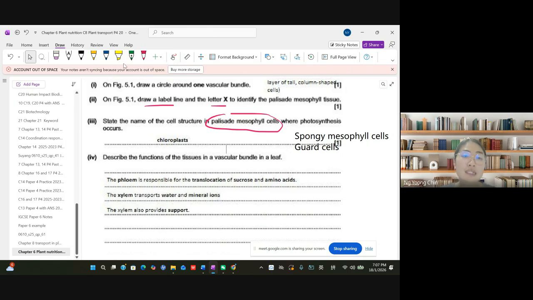Okay, so this is very important. I always repeat it every year. It's not every year, okay? It's a common question. Yeah, this one. Function of phloem and xylem.